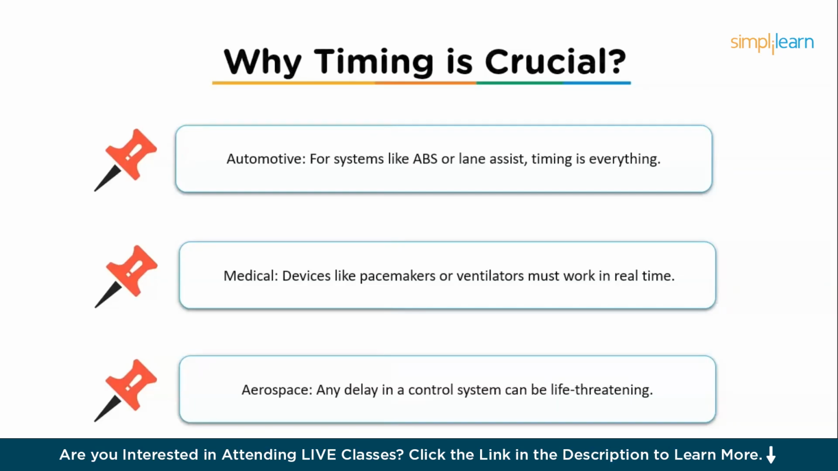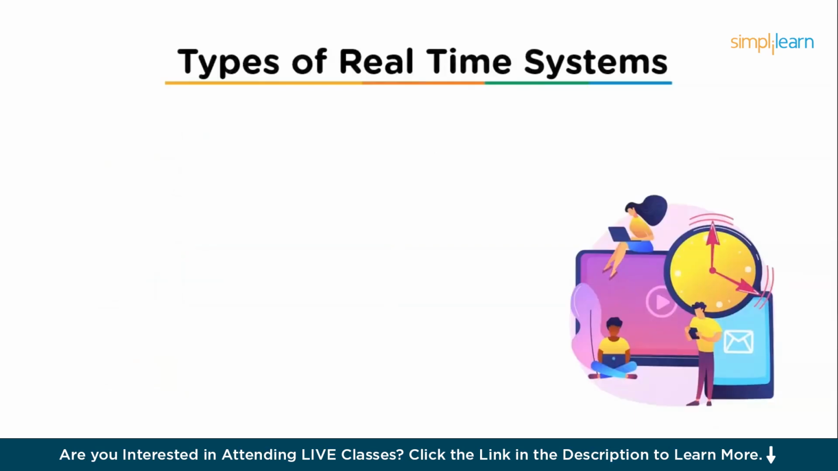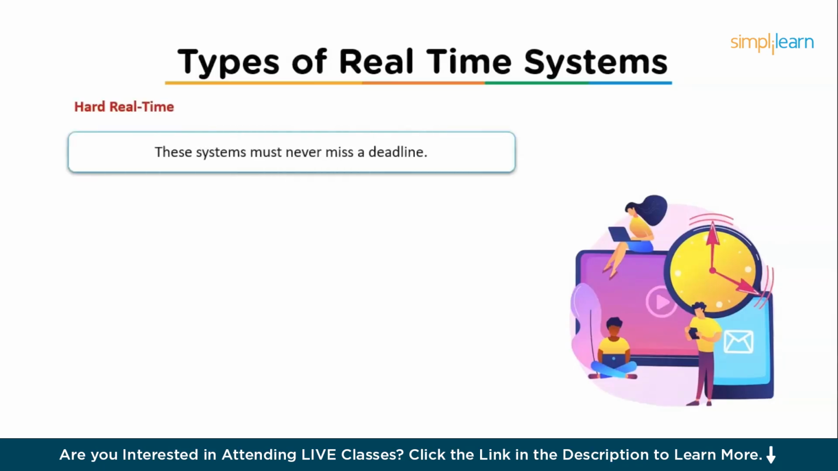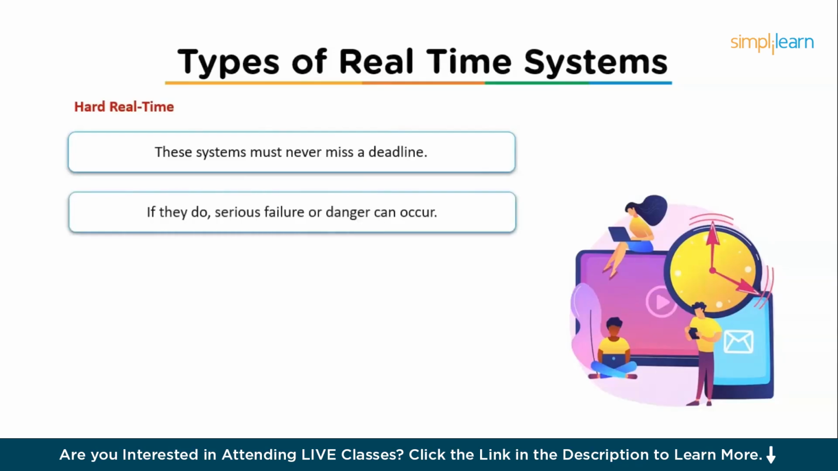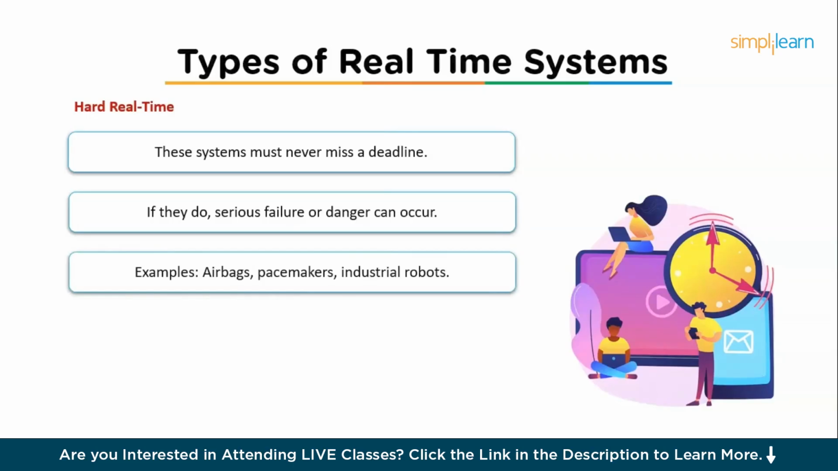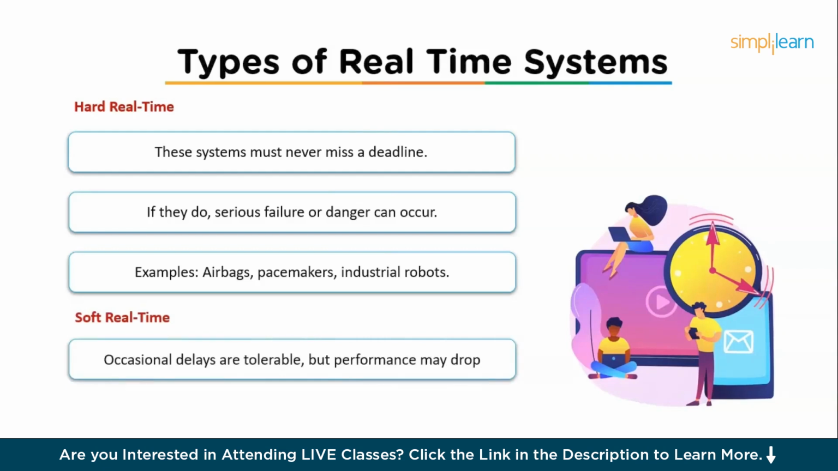Then we have types of real-time systems. There are basically two types of real-time systems. The first one is hard real-time. Under this, these systems must never miss a deadline, or serious failure or danger can occur. For example, airbags, pacemakers, industrial robots. The second one is soft real-time. Occasional delays are tolerable, but performance may drop. Examples are video streaming and voice recognition. In soft real-time systems, a short delay is okay. In hard real-time, there is no room for error.